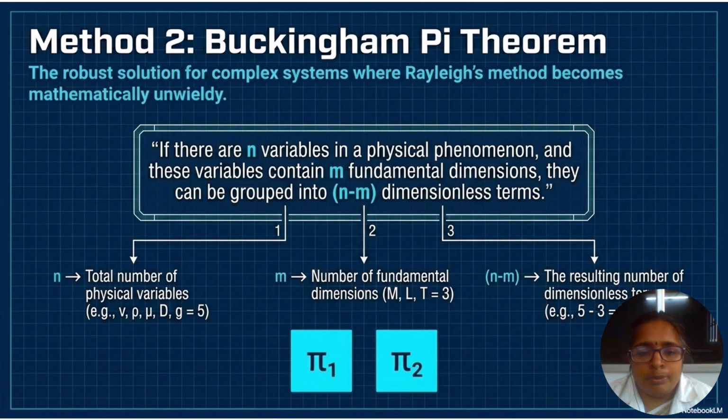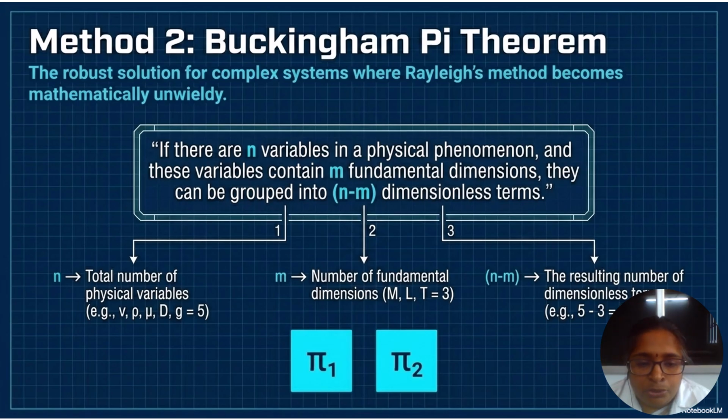The next method is Buckingham's pi theorem, which gives a robust solution for complex systems where Rayleigh's method becomes mathematically unwieldy. If there are n variables in a physical phenomenon and these variables contain m fundamental dimensions, then they can be grouped into n minus m dimensionless terms. This definition indicates three components: n variables, m fundamental dimensions, and n minus m dimensionless terms.